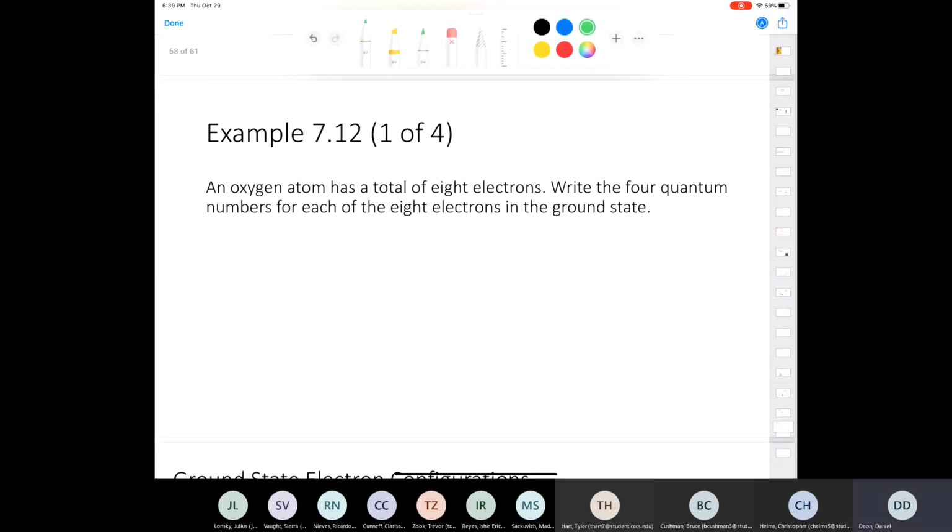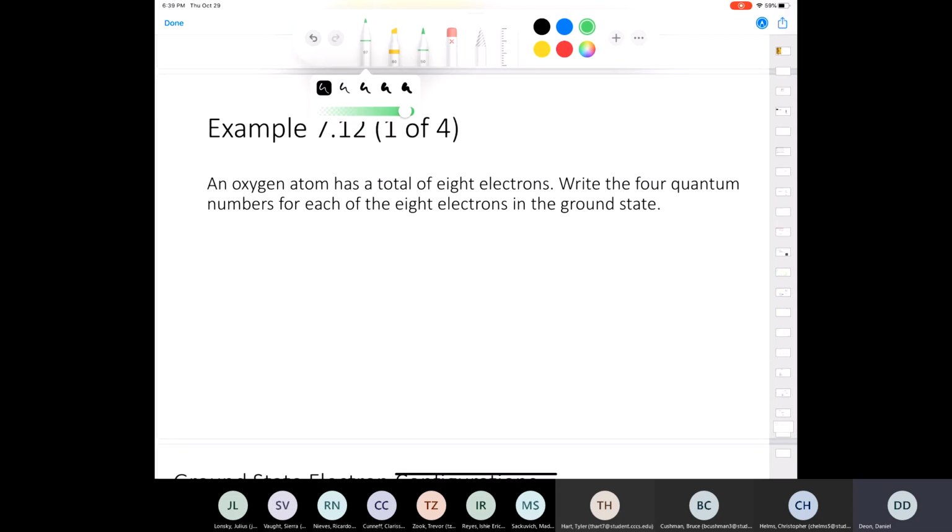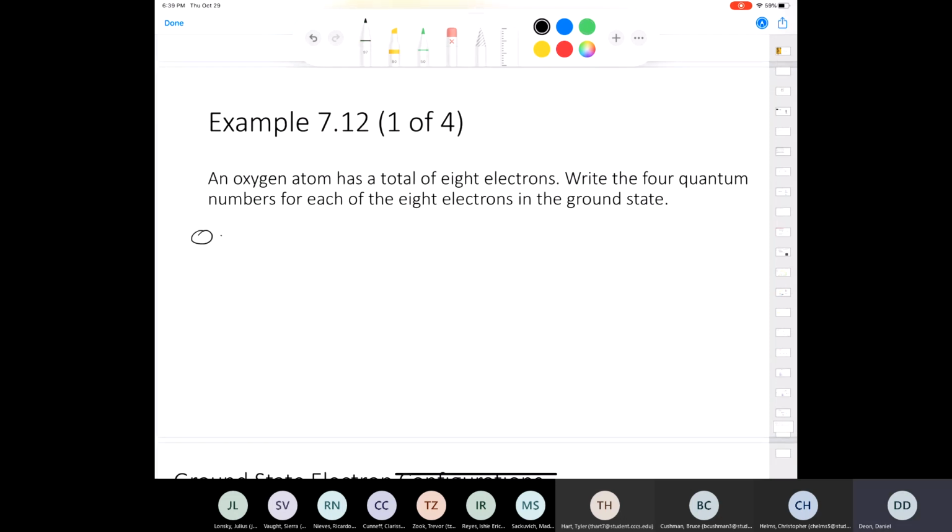Try another one. An oxygen atom has 8 electrons total. Write the 4 quantum numbers for each of the 8 electrons in the ground state. Oxygen has 8 electrons. Let's write out the electron configuration. I'd have 1s2, 2s2, and 2p4. How many electrons would I have in a p orbital? Exactly. I'd have 4. And if you're confused, if you're like, well, where did you get that from?